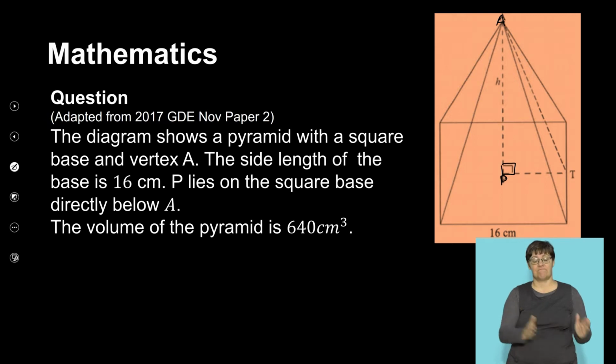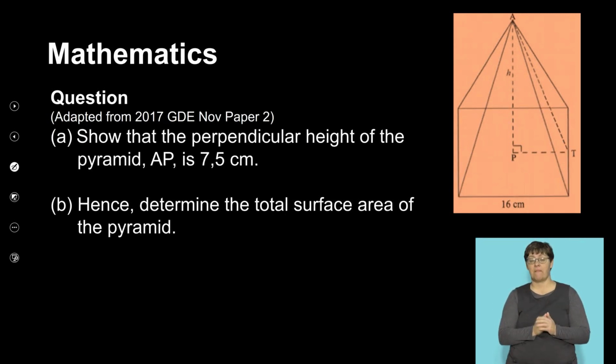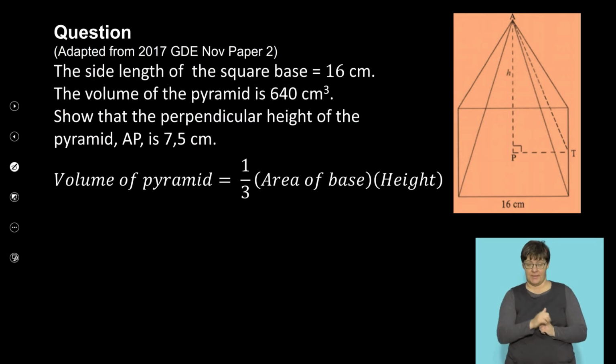So let's go to the next slide. We're first going to show that the perpendicular height of the pyramid AP is 7,5 centimeters. Then we're going to determine the total surface area of the pyramid. So let's go to A. Cool. So we need to determine that the perpendicular height is 7,5 centimeters.